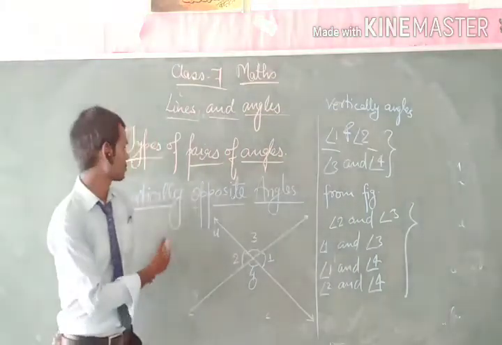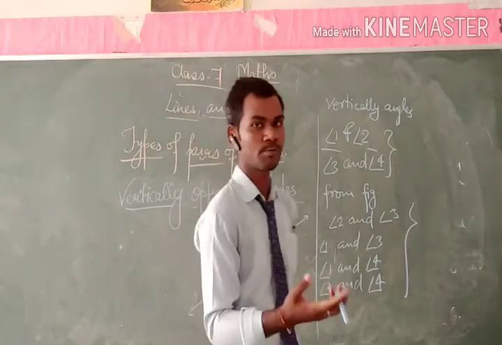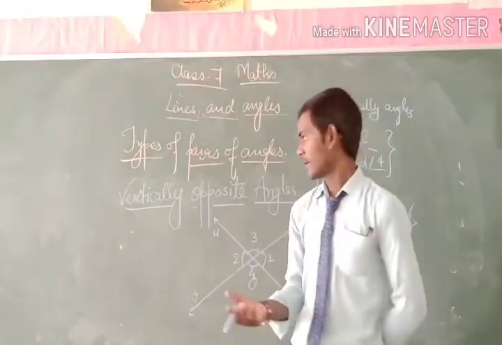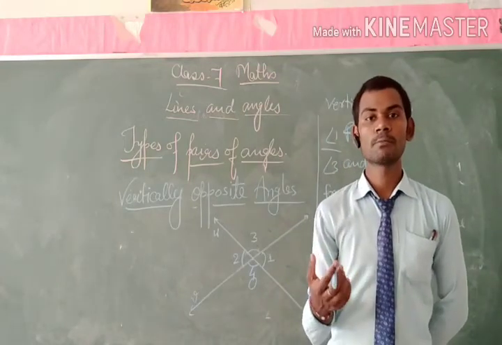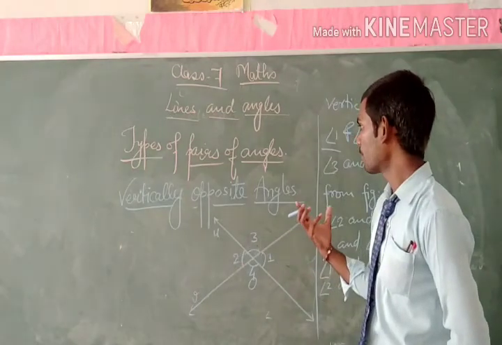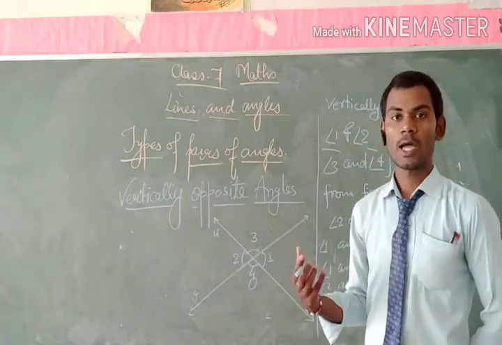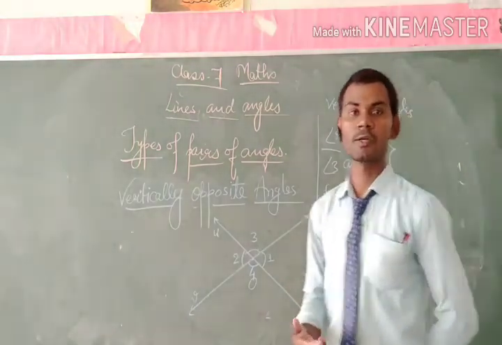So these are the two types of pairs of angles that we have discussed here. That is first the linear pair, and the second one is the vertically opposite angle. Some other kinds of pairs of angles are left that we will discuss in our next video.